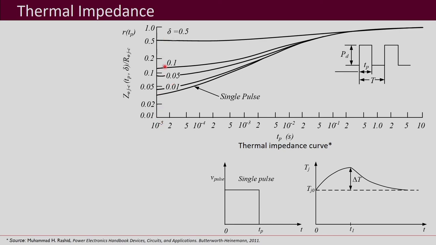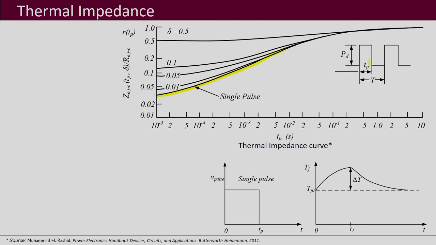So, here you can see that this one is the thermal impedance normalized, that is, it is divided by the thermal resistance. That means this is the curve of RTP, and over here the x axis is the duration of the pulse Tp. So, this is the duration of the pulse Tp which is on the x axis, and then the thermal impedance for different values of Tp is provided over here. Now, this first curve is for a single pulse.